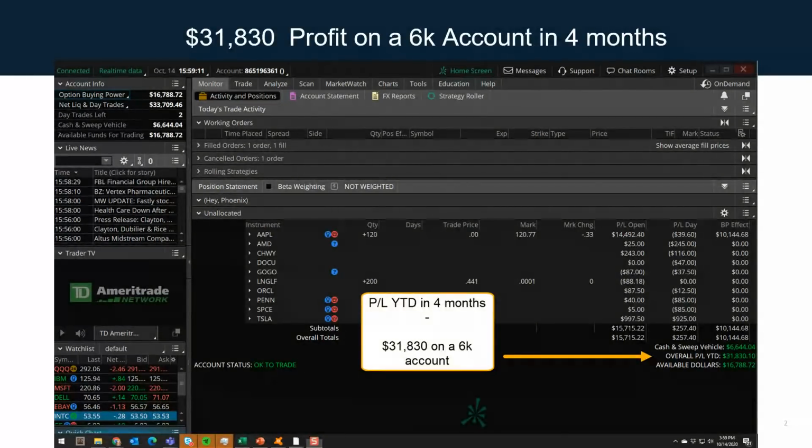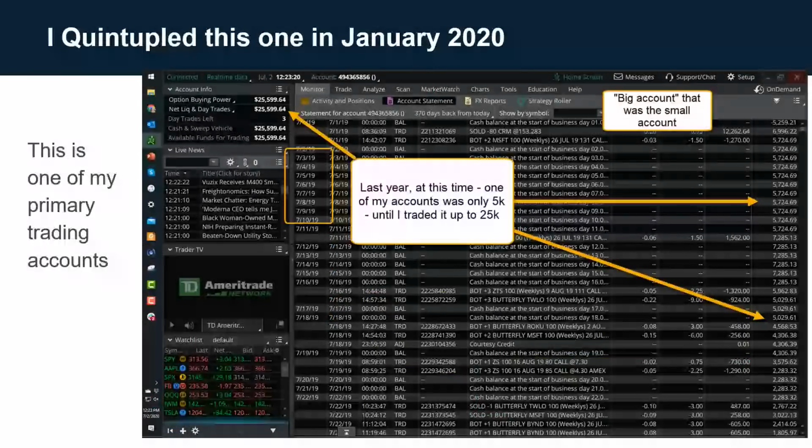Now, I'm sure that you read in the emails, this is the third account this year. This is my first account that I ended up cashing out. This one was started again with $5,000 around last July, and then I ended up cashing that one out at the beginning of this year after I traded it up to 25K.